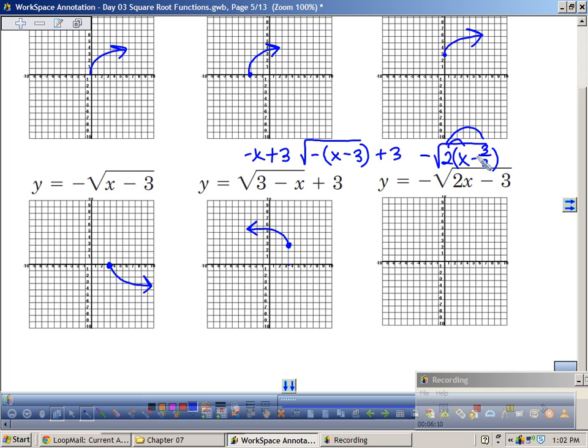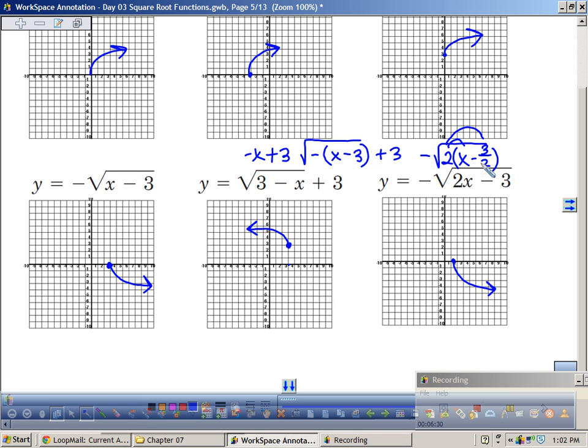Yeah. Okay, so this graph would be shifted to the right 1.5. It's a positive coefficient, so it's going to go like this, right? But now it's negative, so it would go down and to the right. Why is it only 1.5?